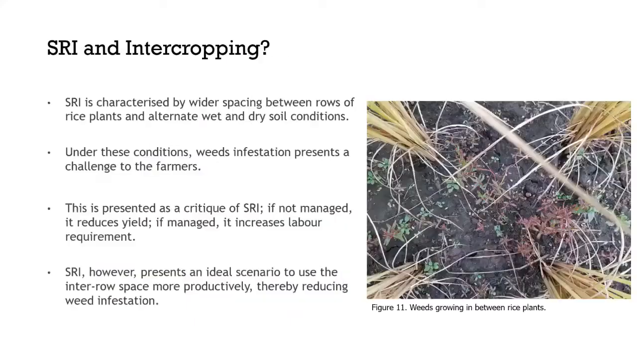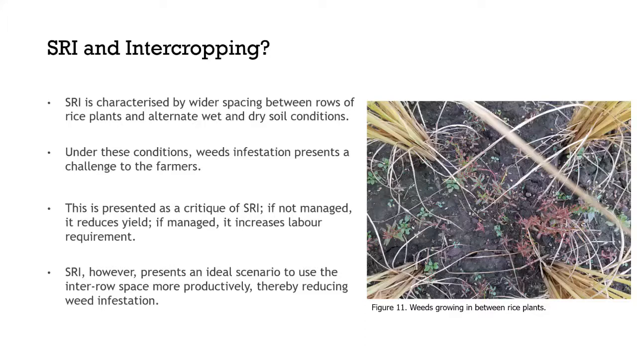So how does intercropping fit in here in this discussion of SRI and agroecological engineering? As I said, SRI is characterized by wider spacing between the rows of plants and is grown under alternate wet and dry conditions. That gives us an opportunity to grow another crop in the wider space and also under dry conditions. Because if the field is flooded with water, you cannot grow beans there, or another intercrop that needs soil to grow.